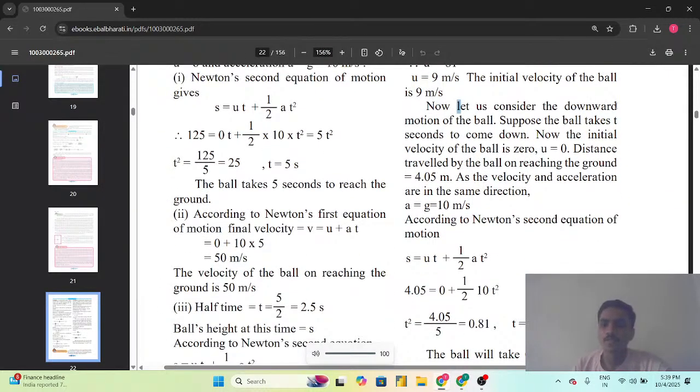Now let us consider the downward motion of the ball. Suppose the ball takes t seconds to come down. Now the initial velocity of the ball is 0, u is equal to 0.